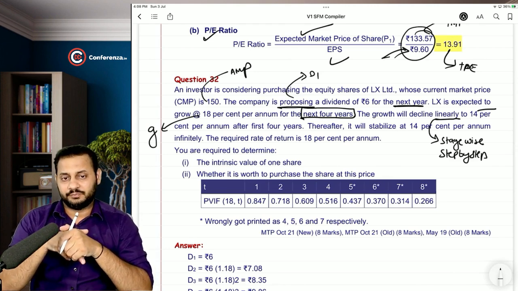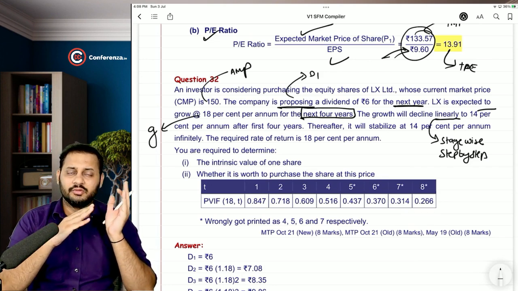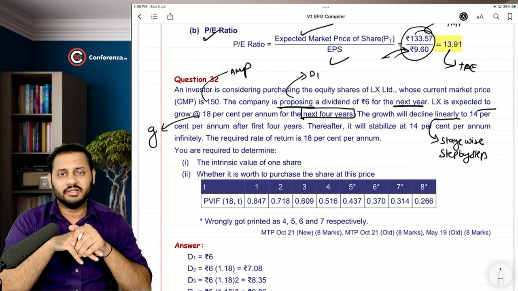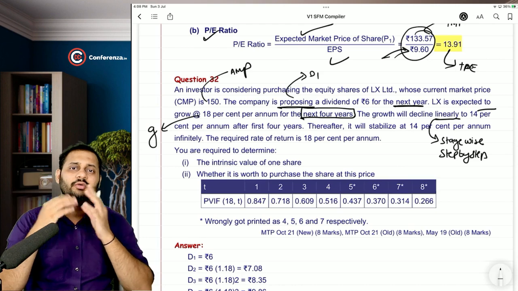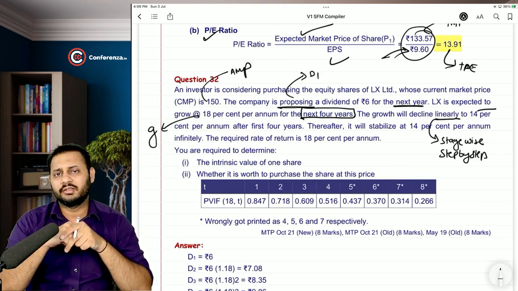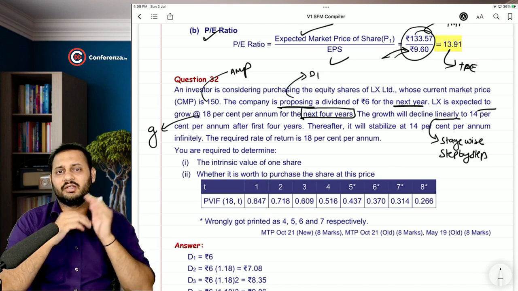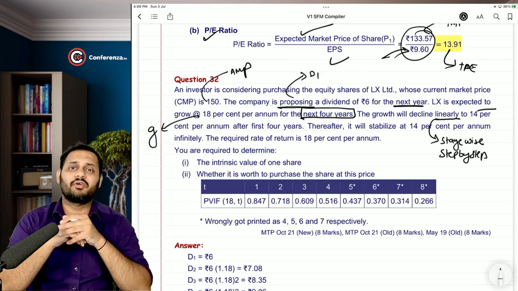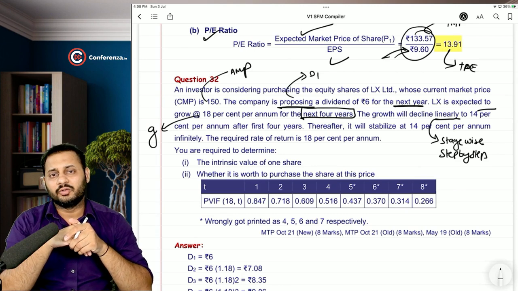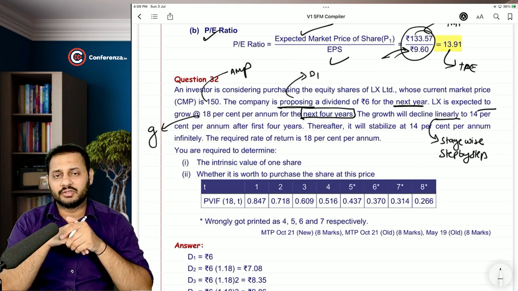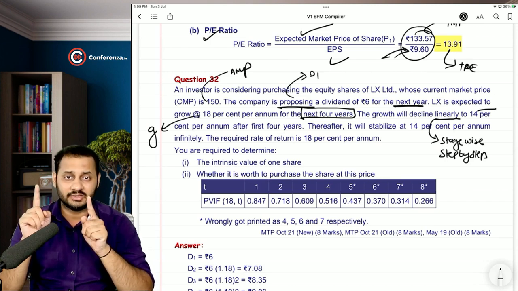What does that mean? After the first 4 years, this is going to decline linearly. Linearly means at the same rate it is going to decline. How are you going to decline it then? 18, 17, 16, 15, 14. This is how you will reach 14. It is not like in one shot you will just bring the growth rate from 18% to 14%. Not in one shot, but linearly, stage wise, step by step.